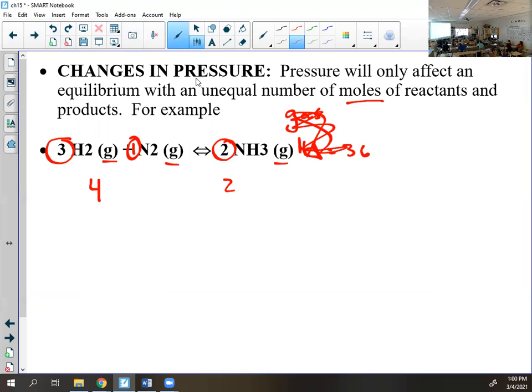So the first question in pressure: are there unequal numbers of moles of products and reactants? Yes, there is, so pressure will matter. If you do the following, it will work every single time. You with me? Add the moles, write them down, and always circle the bigger of the two numbers. Just do it because I tell you to. Always circle the bigger of the two numbers.